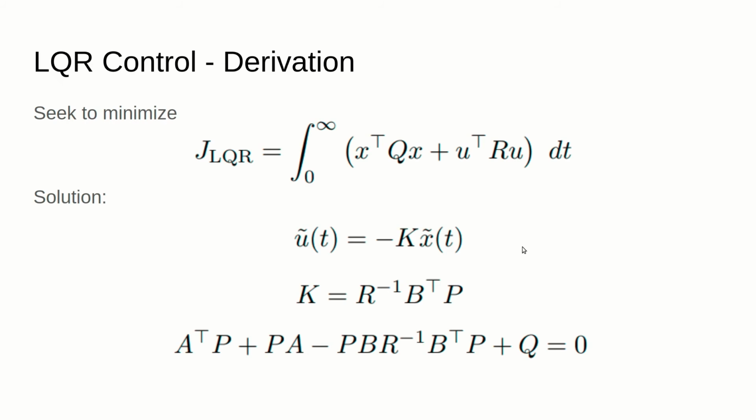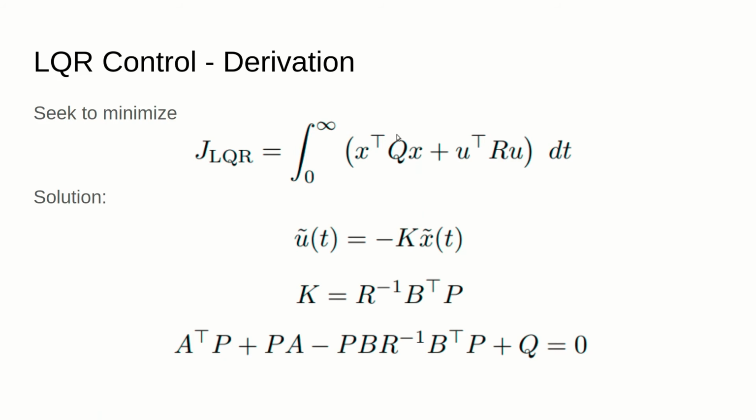LQR control seeks to minimize this infinite horizon quadratic cost function, where we have these quadratic terms on our states with weighting matrix Q, and our inputs with weighting matrix R.